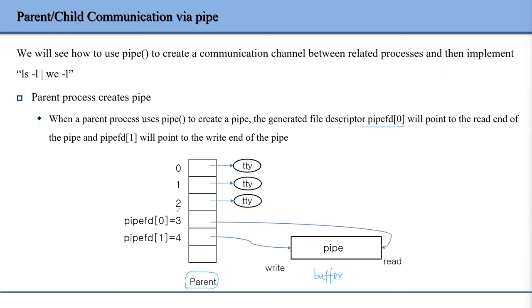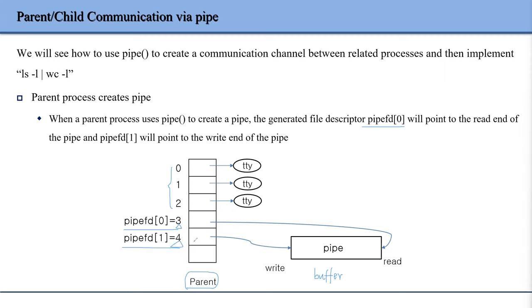Because we have discussed before, the file descriptors 0, 1, and 2 have already been created for some positions. So here, after we have invoked the pipe, the current process will generate another two file descriptors called pipe FD 0 and pipe FD 1. The pipe FD 0 targets the read end of the pipe, and the pipe FD 1 targets the write end of the pipe, which means if we want to read data from the buffer zone, we use descriptor 3. If one wants to write data to the pipe, we use descriptor 4.